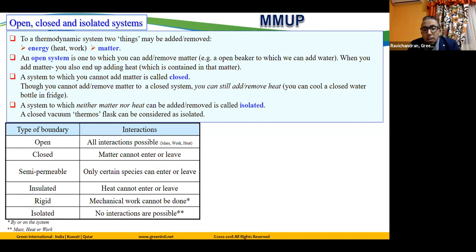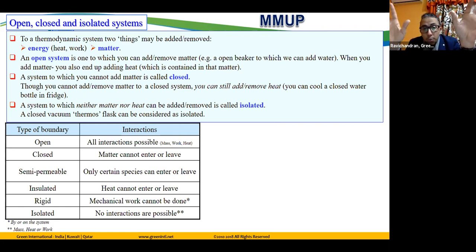We study whether these parameters can cross the boundary or not. As you know, we have a system, a boundary for this system, and a surrounding. So if we study whether mass crosses the boundary or not, according to that we can classify the system as open, closed, or isolated. Also energy, we study whether it can cross the boundary or not.